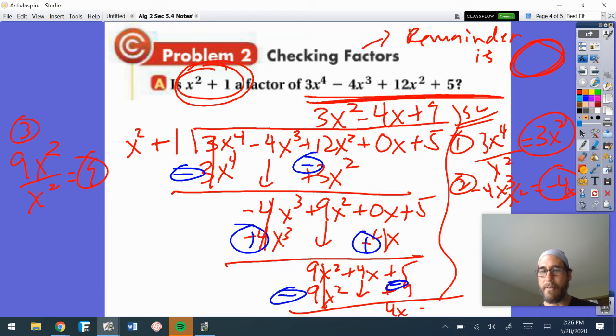I get a 4x minus 4. And now that's an x to the 1st, and in my divisor, I have an x squared. So it's smaller, so that means I'm done. So I just have to write my answer.